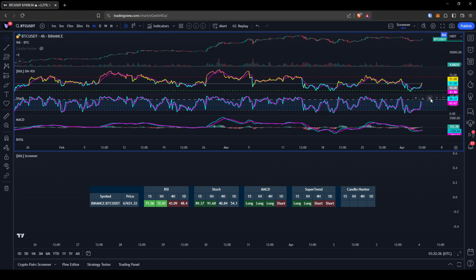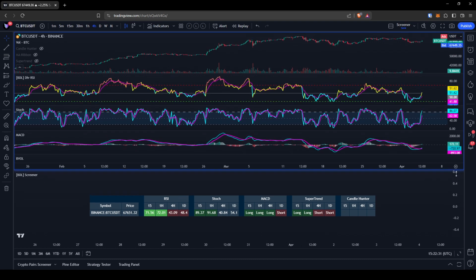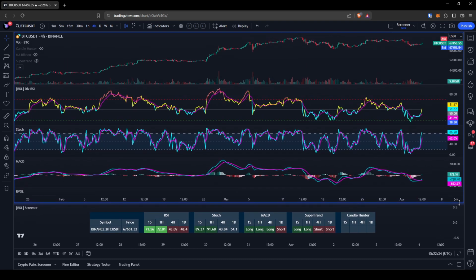If you go to the BDL screener, you can drag the horizontal line all the way down, so we have more. Great. Just to get an overview, RSI is the first, then the Stoch, MACD, and then we also have the Supertrend. I'm going to put it here.